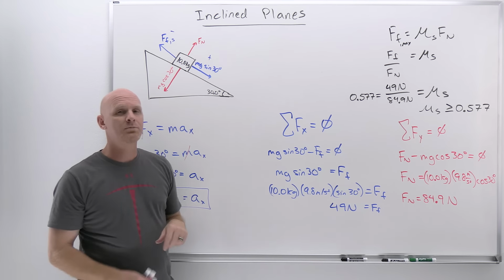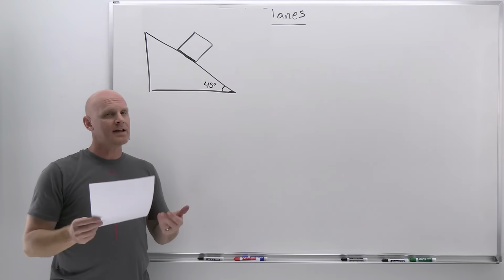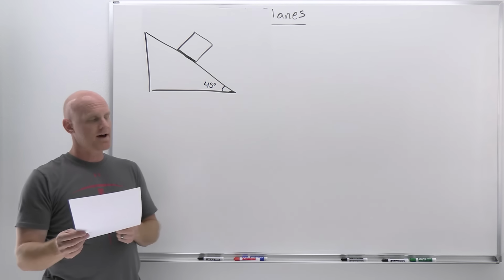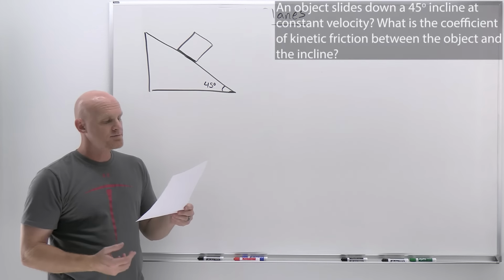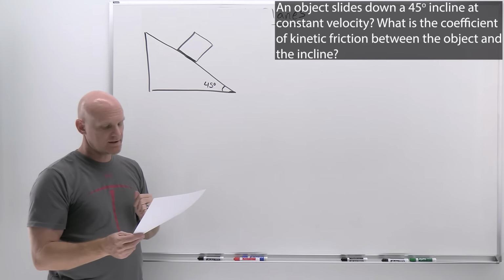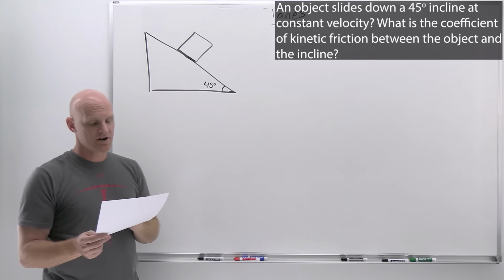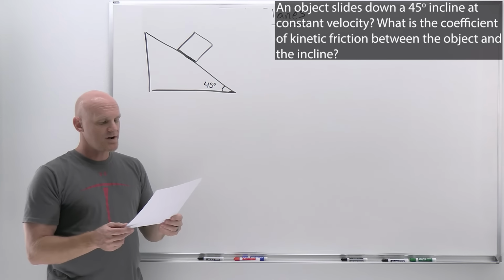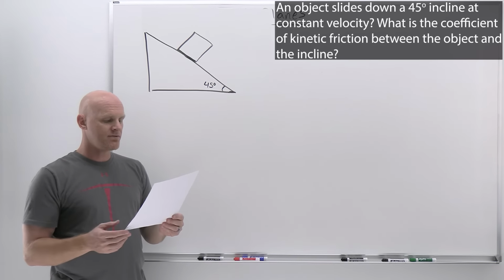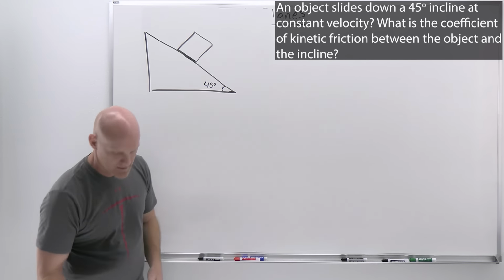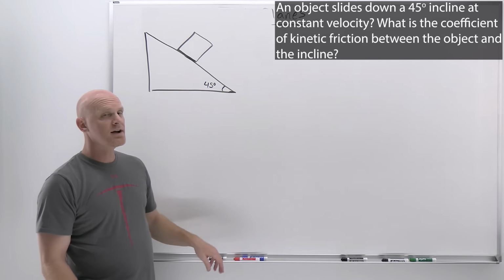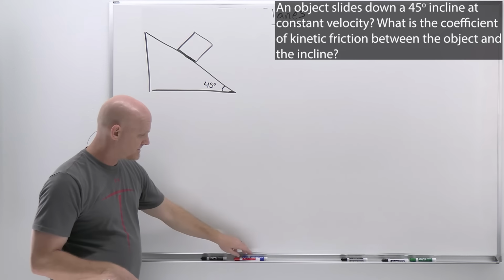It's at least 0.577. All right, the last incline plane problem we're going to take a look at and solve says an object slides down a 45-degree incline at constant velocity. So bells should be going off in your head when you hear that phrase, constant velocity. And the question is, what is the coefficient of kinetic friction between the object and the incline? Okay, so this thing's actually sliding, but at constant velocity.